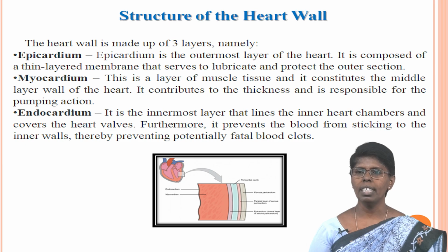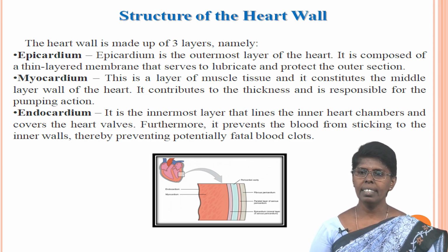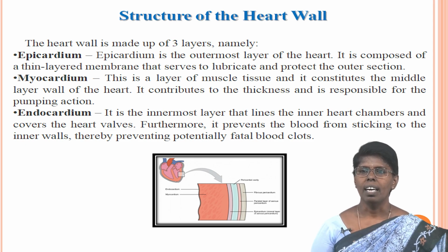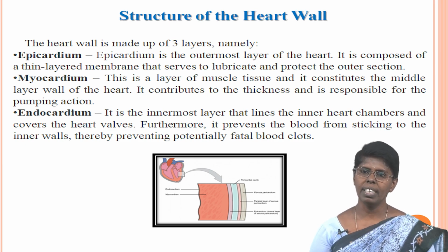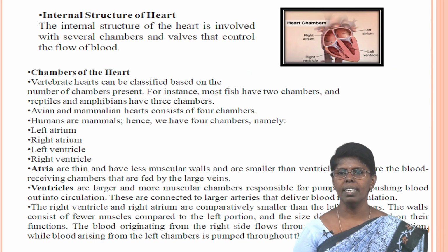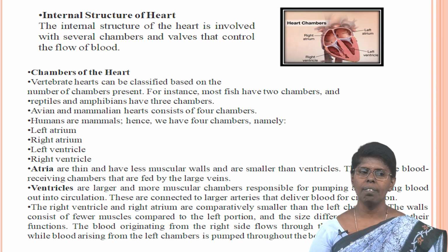The third one is the endocardium. The innermost layer, it lines the inner heart chambers and covers the heart valves. Further, it prevents the blood from sticking to the inner wall, thereby preventing potentially fatal blood clots. Now we see the internal structures of the heart. The internal structures of the heart involve several chambers and valves that control the flow of blood.